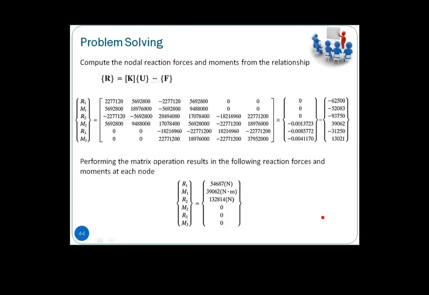Then if you want to find our reaction forces and moments, again, like what we have tried in the truss systems, this is what we have: R equals KU minus F. Then put in all the 6 times 6 matrix, 6 times 1 matrix, and 6 times 1 matrix, and that gives us the reaction forces and the moments in this case. So that gives us this.